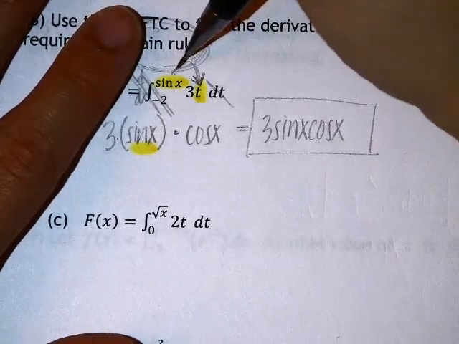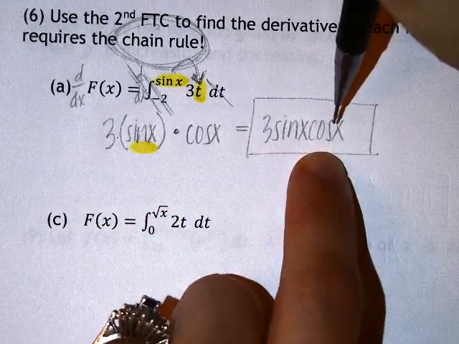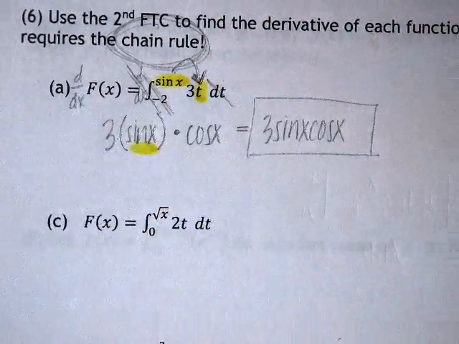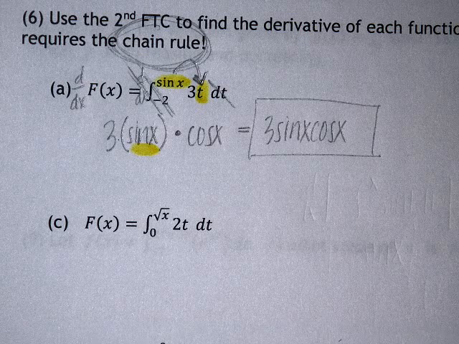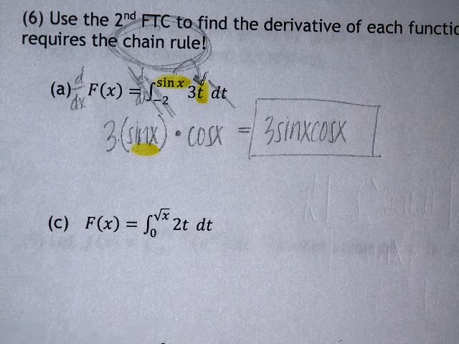The sine x essentially drops down into the problem. There's your 3 sine x. And then we multiply, chain rule, by its derivative, cos x. So that's going to keep happening. That's going to happen with all of these problems, and I'll do a few more examples just so you can kind of see that effect.